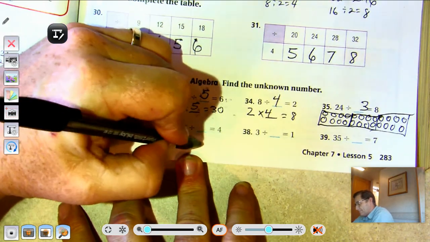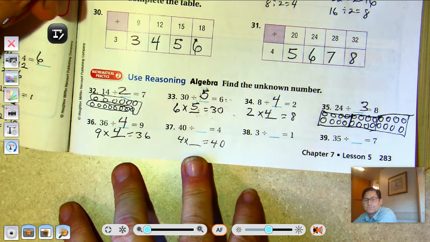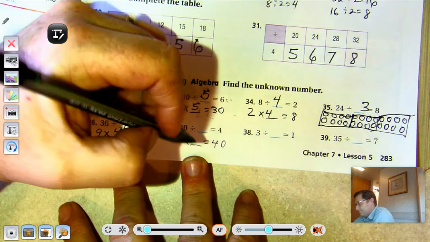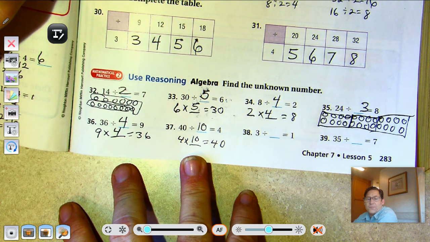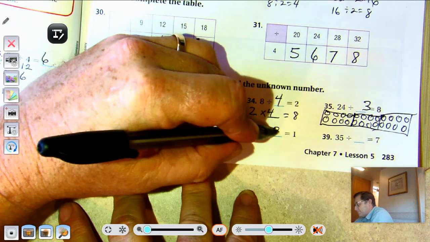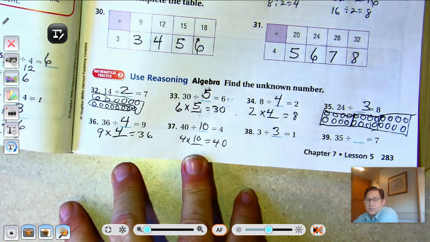4 times what is 40? 10. 4 tens is 40. 3 divided by something equals 1. Well, it's got to be 3. 3 divided by 3 is 1.